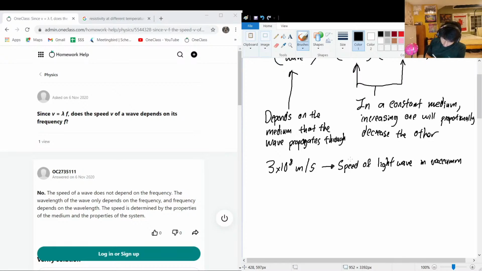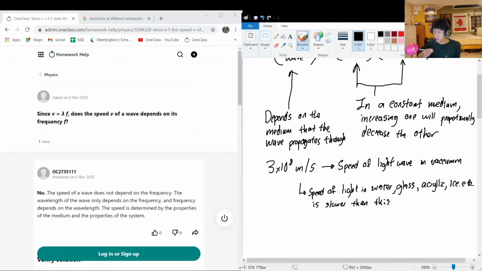But the speed of light in other compounds, like water, glass, acrylic, ice, etc., is slower than this. So that depends on the medium that the wave is traveling through.